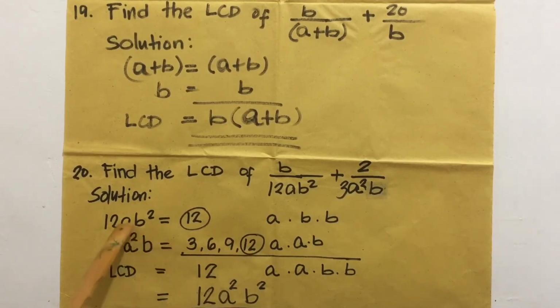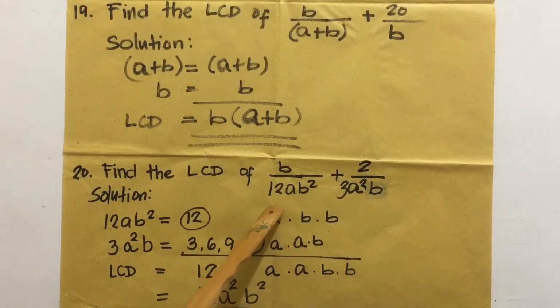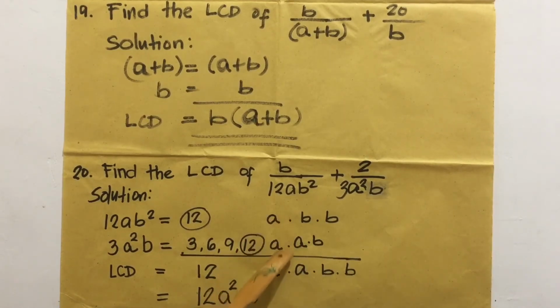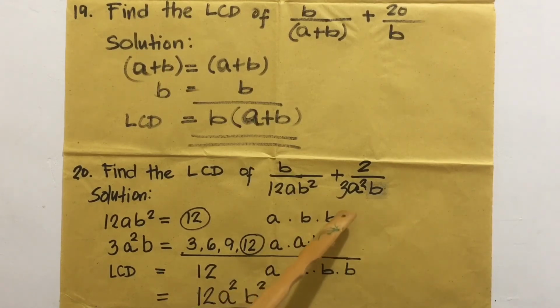Then for the variables a and b squared, b and b is the factor, for a squared the factor is a and a, and copy b. We have two common a, so we're going to write a. We have common for b, we write only one b. This one, there's no common, just copy. This b, there's no common, just copy. And after that, multiply. a times a equals a squared, b times b equals b squared, and copy 12. So our LCD is 12 a squared b squared.